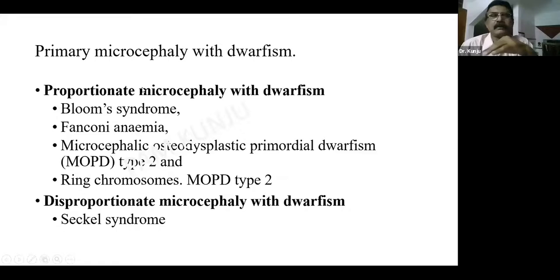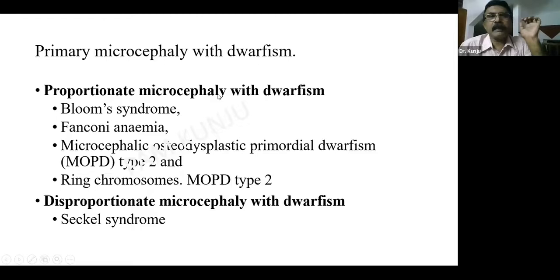The conditions are Bloom syndrome, Fanconi anemia, and this condition which is very frequently discussed: microcephalic osteodysplastic primordial dwarfism, or MOPD. You can remember it as MOPD, M-O-P-D. And one type is type 2. And then ring chromosome related disorders also. They are the proportionate microcephaly with dwarfism.